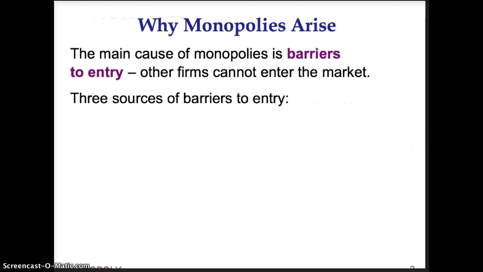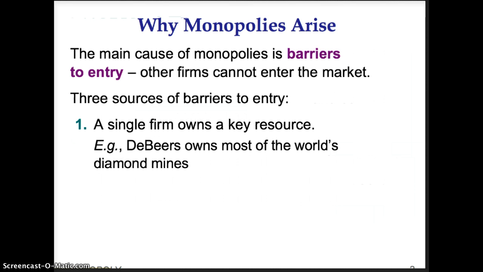There are three sources of barriers to entry. 1. A single firm owns a key resource. For example, De Beers owns most of the world's diamond mines and therefore has a monopoly on the diamond market.